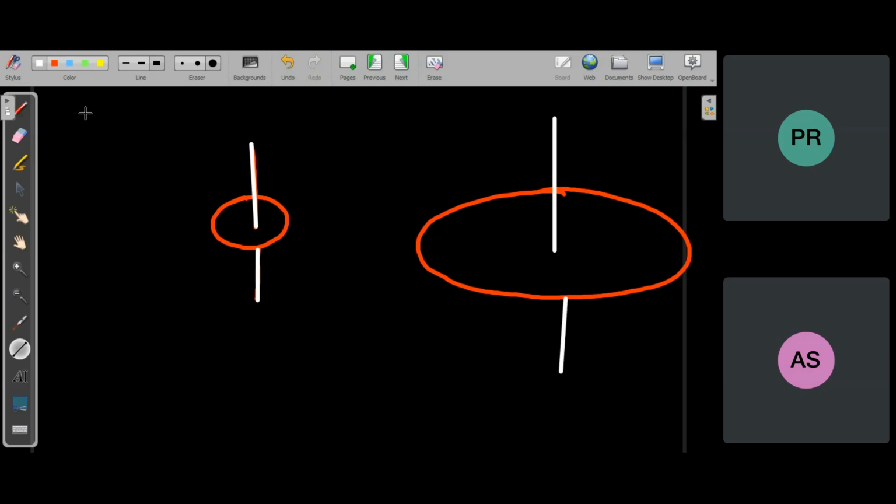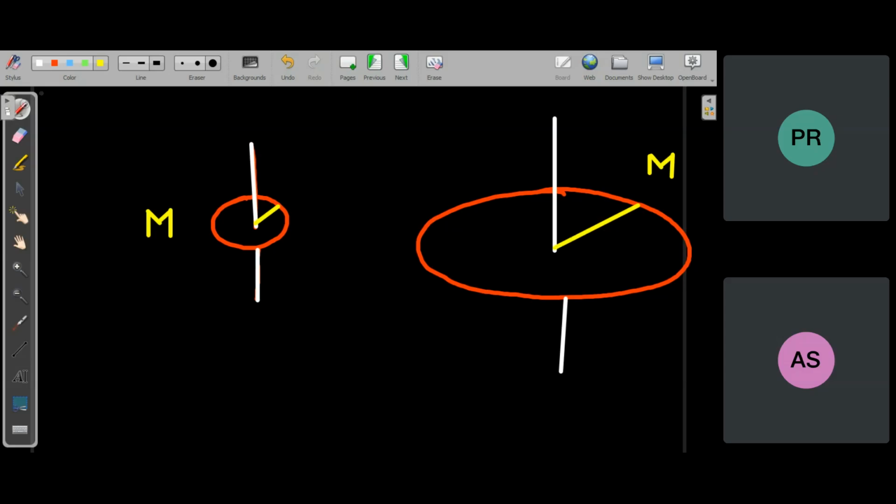In both cases, mass is m. Here also mass is m. Let's say 50 kg, and here also the mass is 50 kg only. But now the mass is distributed to a very large distance. Its radius is, let's say, 5 centimeter, and its radius is, let's say, 1 meter, 100 centimeter. So its moment of inertia will be very large.